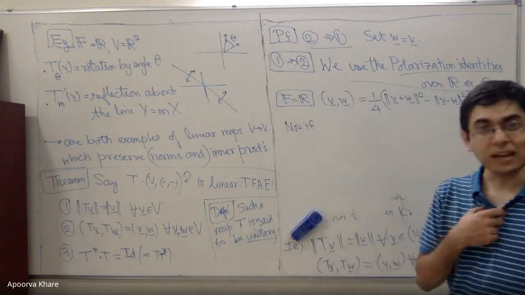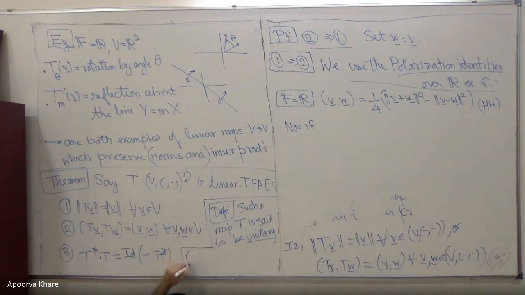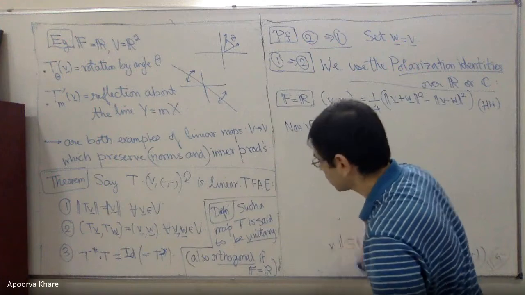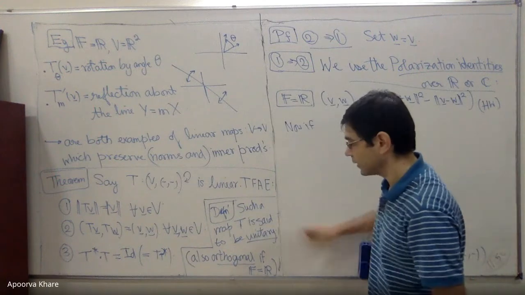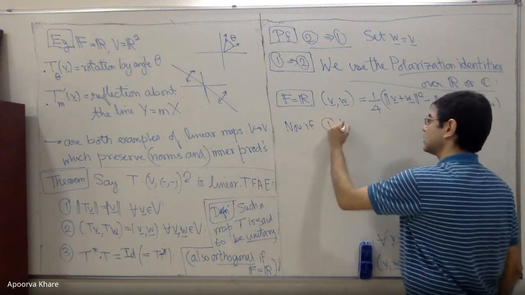And if the field is R, then it's said to be orthogonal. So it can also be said, or usually orthogonal, when F equals R. Okay, so it's said to be unitary for the complex field, and orthogonal for the real field. You can also say it's a unitary real matrix, but a unitary real matrix is just orthogonal. Okay, so now let's say 1 holds.